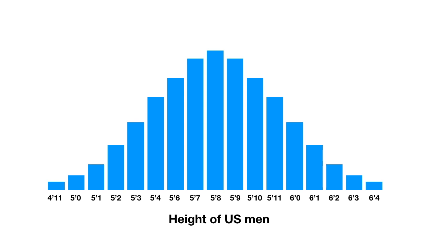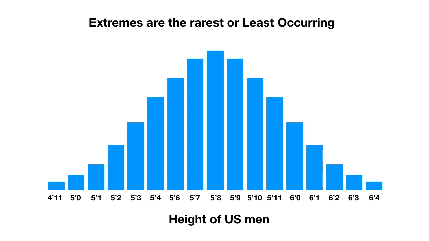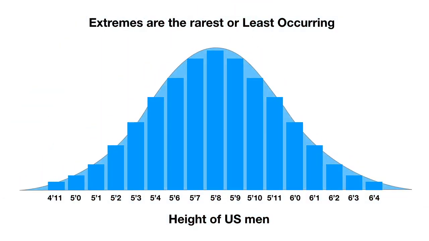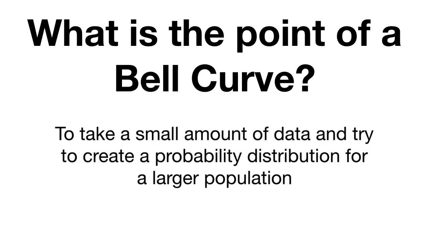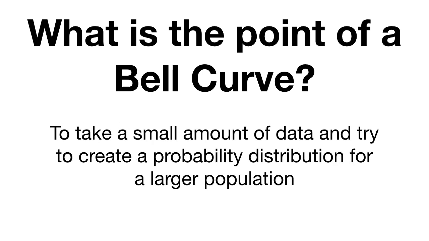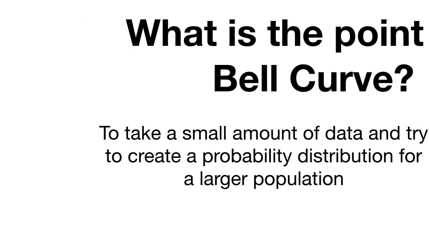So again, just always think that the extremes are the rarest or least occurring. So if you have a frequency table of height of US men, and again, these bars just represent a number in this range. So the idea is that you would take this data and then you could actually put a bell curve that you could use for the entire population. So again, that answers the question: what is the point of a bell curve? Take a small amount of data and try to create a probability distribution for a larger population.